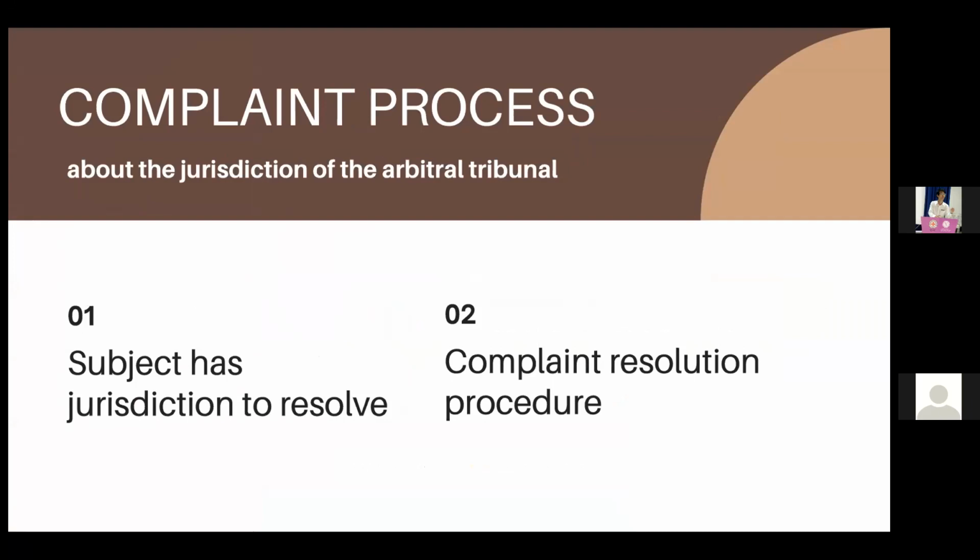The first is jurisdiction to appeal against the arbitral tribunal decision on the invalidity of the arbitration agreement, the unenforceable arbitration agreement, and the jurisdiction of the arbitral tribunal. The second part is the complaint resolution procedure about the complaint against the arbitral tribunal decision on invalidity of the arbitration agreement, the unenforceable arbitration agreement, and the jurisdiction of the arbitration council. So we move to the first one.